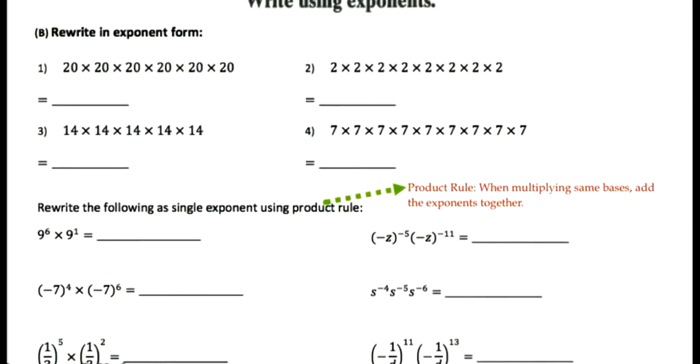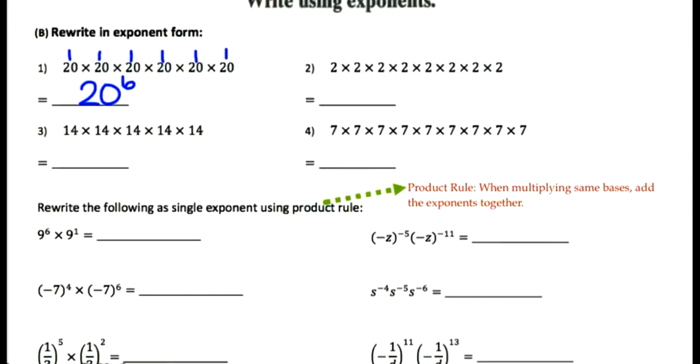We're going to write using exponents. So we're going to rewrite in exponential form. My base number is the number that I see listed, which is 20. And then you have to ask yourself, how many 20s are there? There are 1, 2, 3, 4, 5, 6. So 6 is my exponent. So 20 to the 6th power.